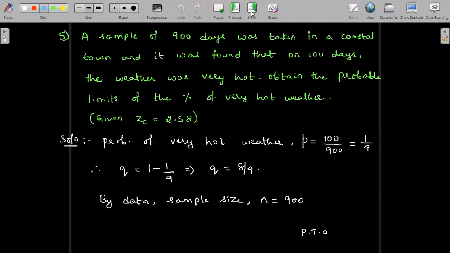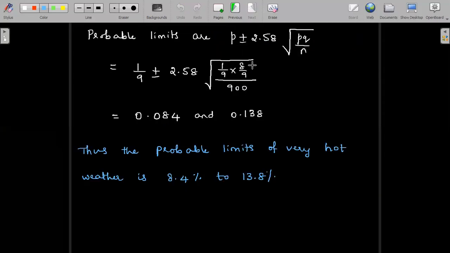So these are some of the problems on test of significance of proportions under Z test. Hope you have followed these problems.